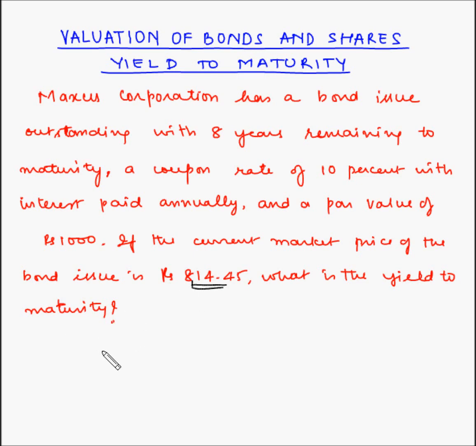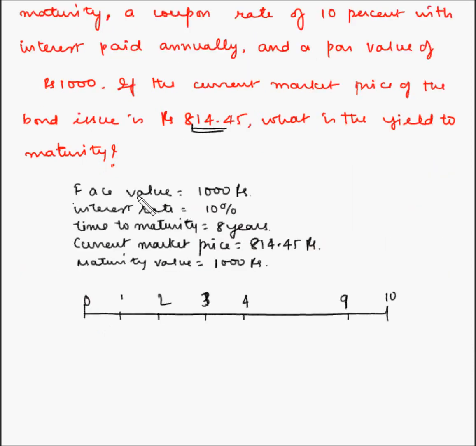So let me note down the information that has been given to us. The face value or the par value of the bond has been given to us as 1000 rupees. The coupon rate or the interest rate is 10%. Remaining time to maturity is 8 years. Current market price is 814.45 rupees. And we are assuming that at maturity, the redeemable value of this bond is the par value, which is 1000 rupees. So let's try and put this data on a timeline.